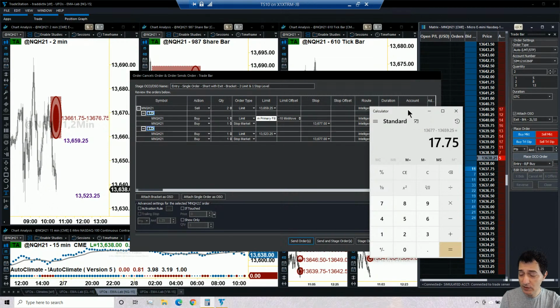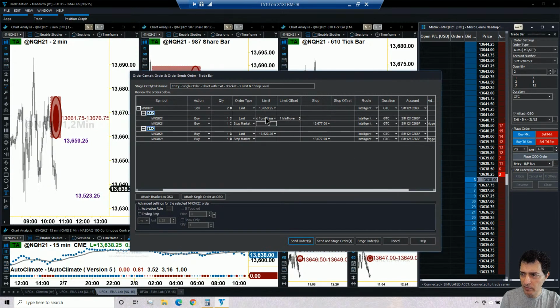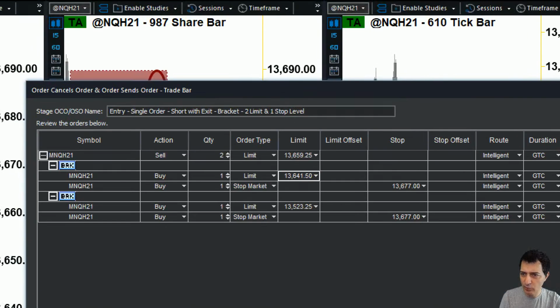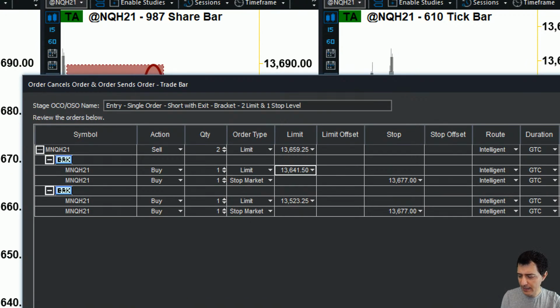That's 17.75 points. So actually I said it wrongly earlier. It's more than what I thought. I thought it was 15 points. It's more than that. So this minus the entry point, 13,659.25, will tell me the location of the safety target, which is 641.5. So 13,641.5 is going to be the location for the safety target. And with all of this in mind, I'm just going to zoom in so you guys can take a screenshot or see that more closely. And then I will place the order.